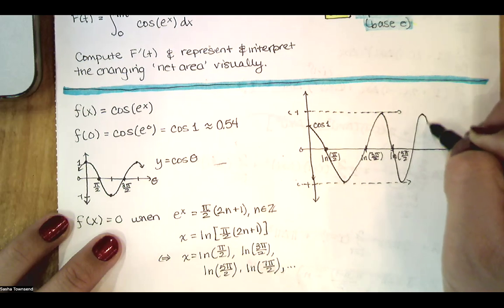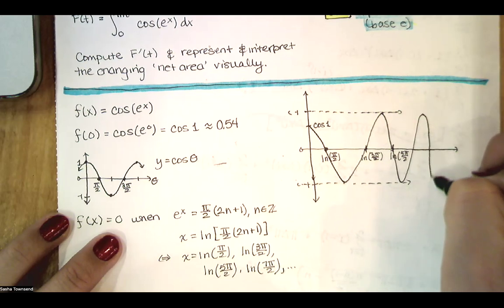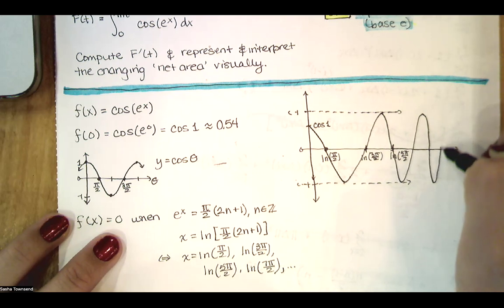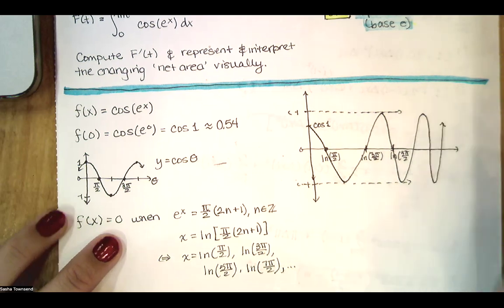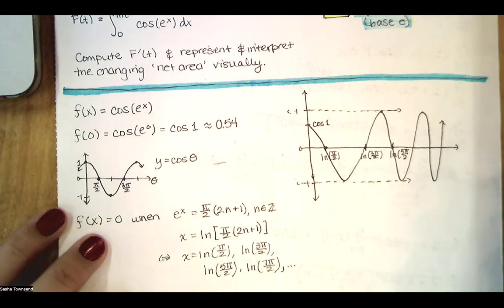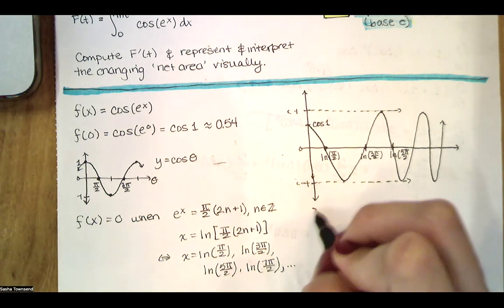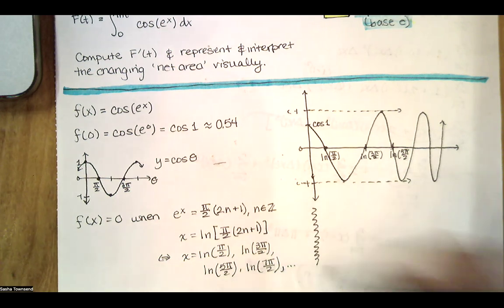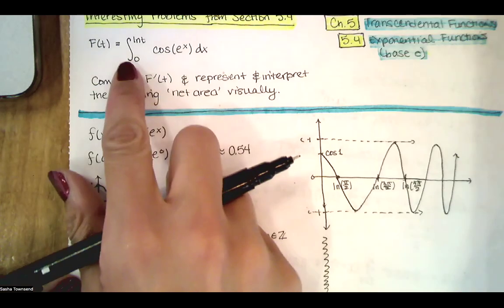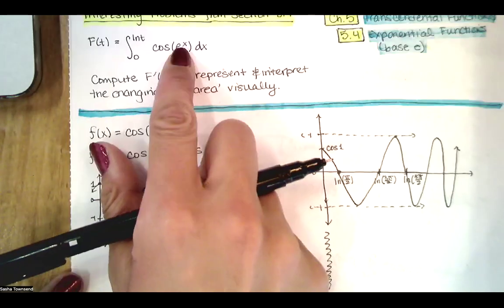And the function values are still oscillating between -1 and 1. And that's roughly what it looks like. Now, the integral that we're talking about is this integral from 0 to natural log of t of this function.